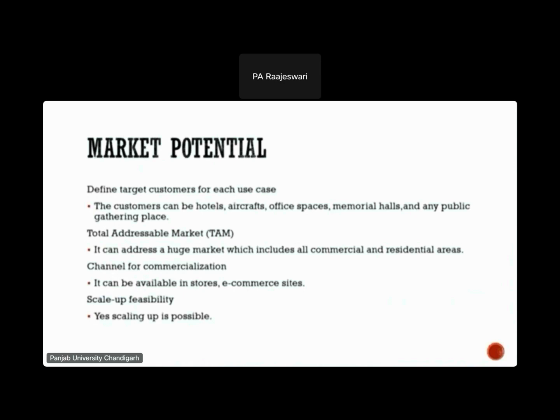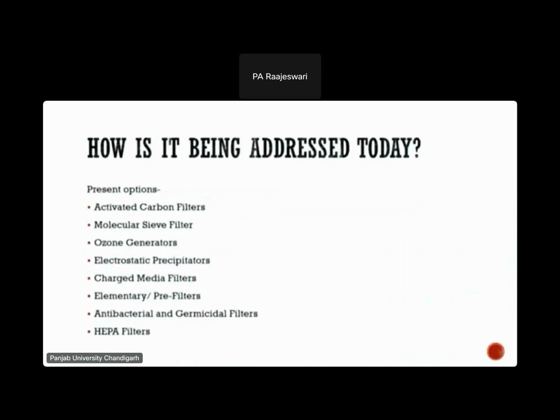And the market is all the places where there are huge gatherings, and halls, and we can use it in aircrafts also. We can use it for domestic and industrial purposes, and it can be available in stores and e-commerce sites through which you can order it, and we have scaling up feasibility in this also.